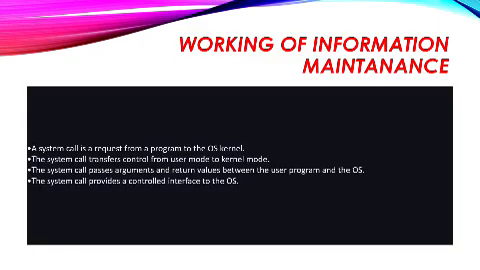Next, working of information maintenance. A user program makes a system call to request information. So when the user requires some program, the system call makes a request for information. So OS switches from user mode to kernel mode. After switching, the OS retrieves and returns the requested data to the user program. So when a system call makes a request, it switches the mode from user to kernel, and then it retrieves the data requested by the user for the program.